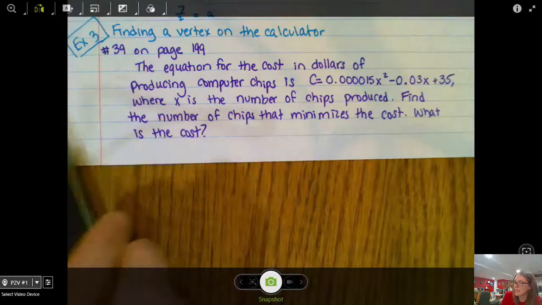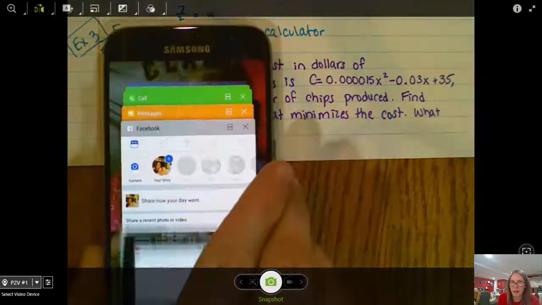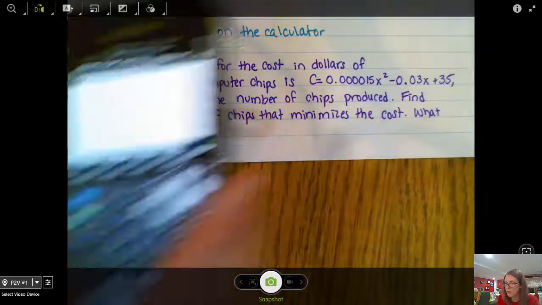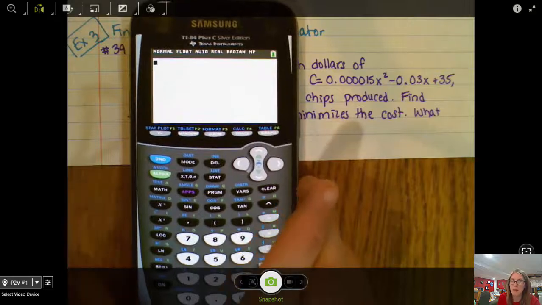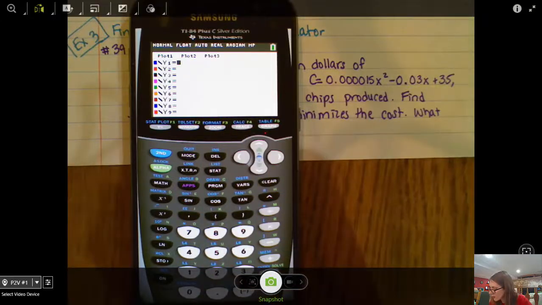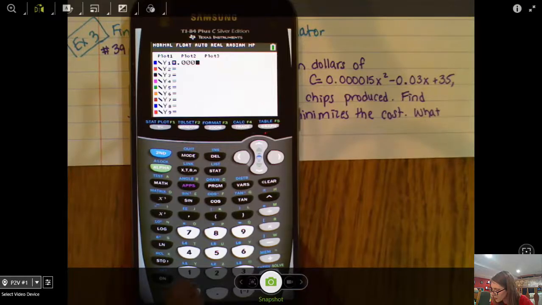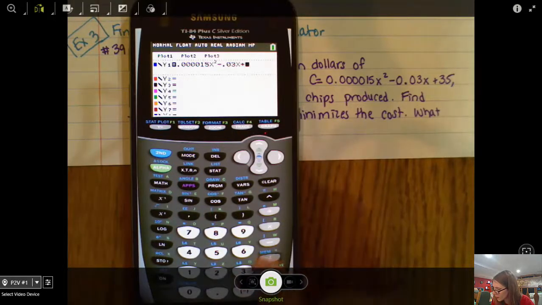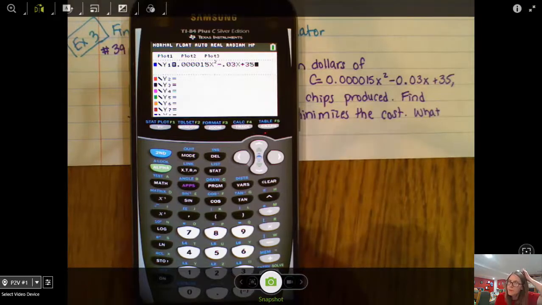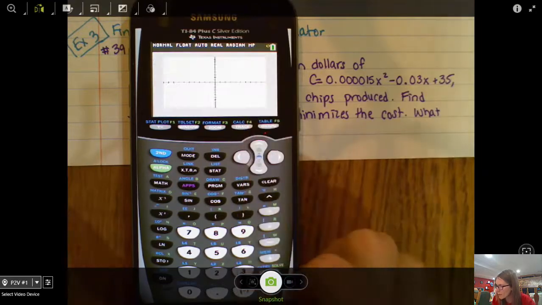Remember those mathematical practices. So what we're going to do on your graphing calculator, I am going to go to y equals and type my equation in. And then there's 4 zeros, 0.000015 x squared minus 0.03x plus 35. Okay, and then I'm going to look at a graph.